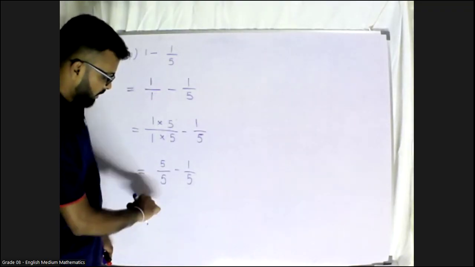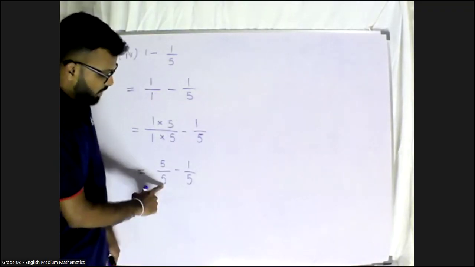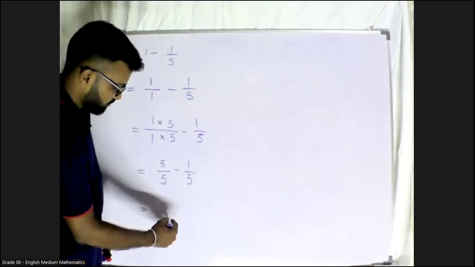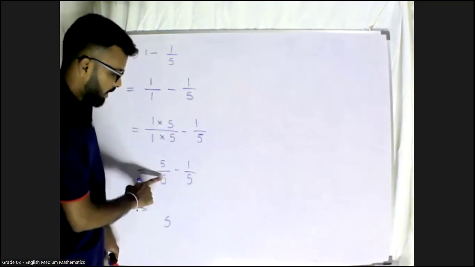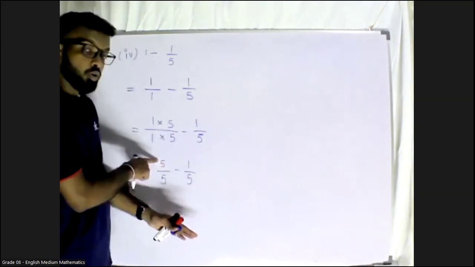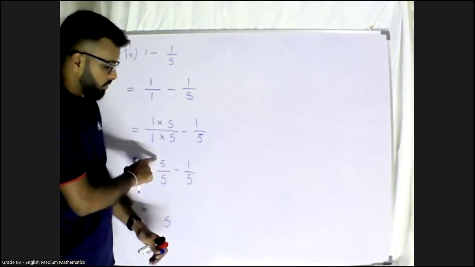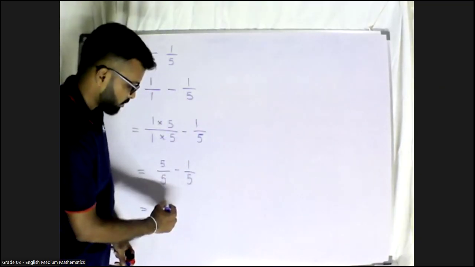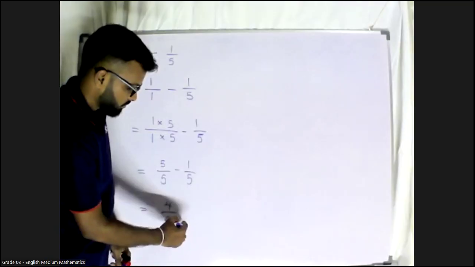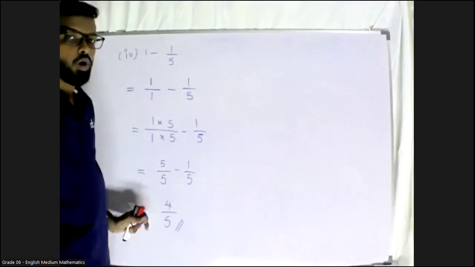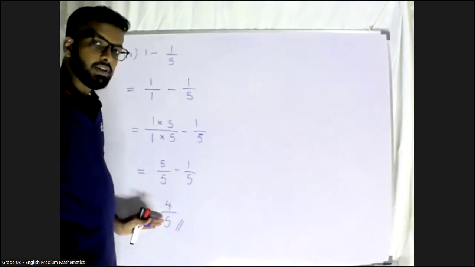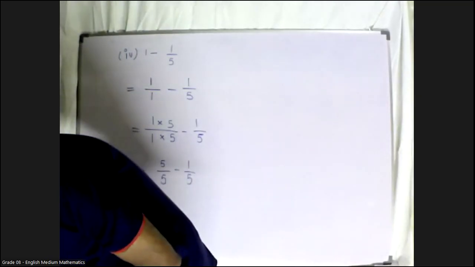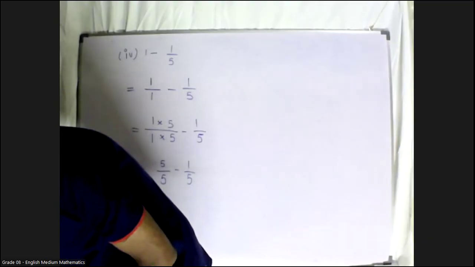Equal mark. Now here you have 5 and 5. Common denominator 5. What are the numerators? 5 and 1. 5 minus 1, 4. So your numerator is 4. So 4 over 5. It should be the answer. Very easy. So I will do the fifth one.